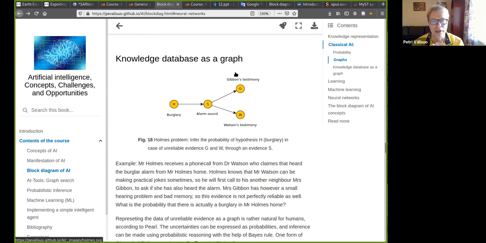And other difficulties is that it's actually quite hard to collect all this information and get reliable probabilities in all of these conditions. And then if you have a large network, you need a huge amount of probabilities, and then it's difficult to collect all this information in one place.